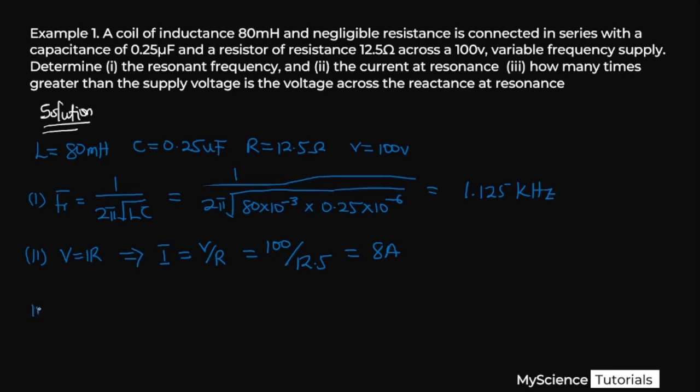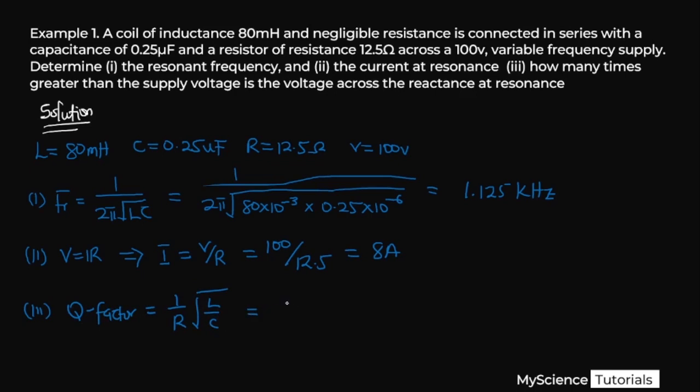So let's look at III. How many times greater than the supply voltage is the voltage across the reactance at resonance? There are so many ways that we can find this, so we are going to be finding it one after the other. The first one we can do is, this is the Q factor. The first way is to use the formula directly, so 1 over R the root of L on C.